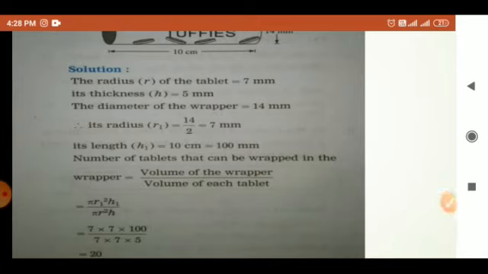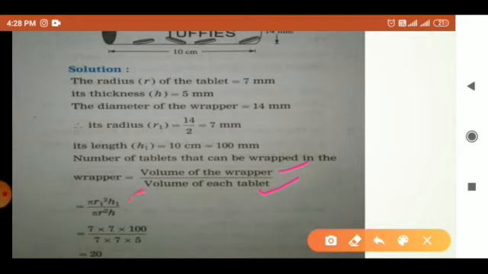Now we have to find out the number of tablets that can be wrapped in the wrapper. So, it means we have to find out how many can be filled. It means we are talking about volume. So volume of the wrapper, the bigger one, upon the volume of the tablet, the smaller one, then we will know how many can be filled in it.